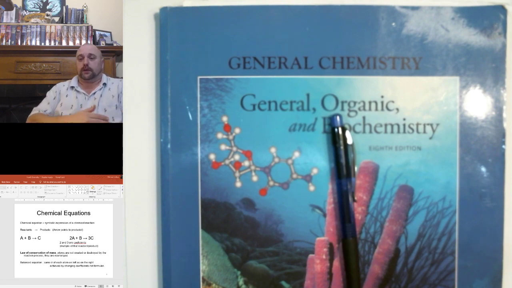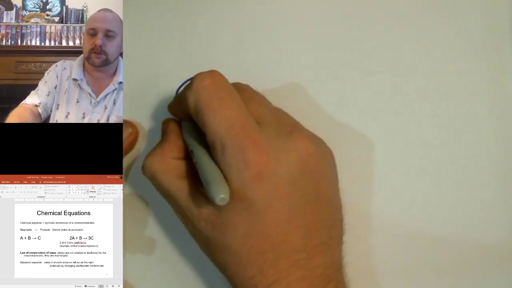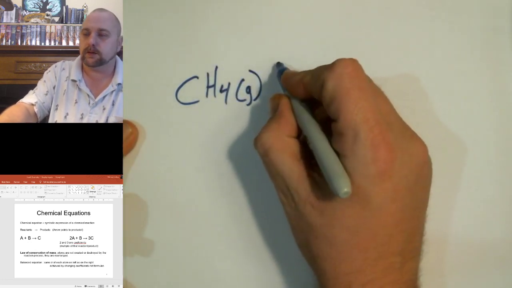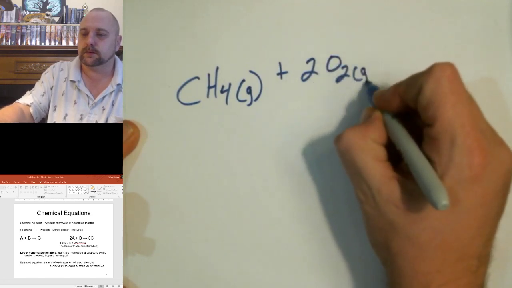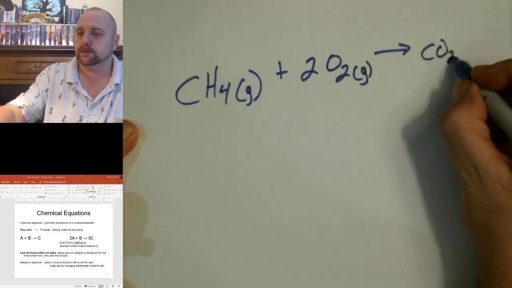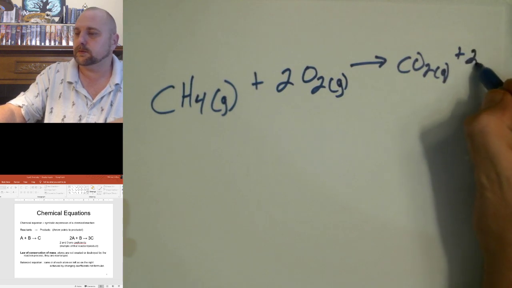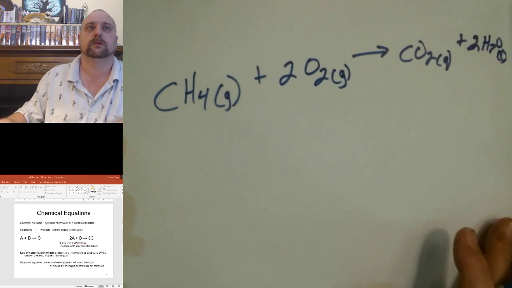And so let's start by getting an idea of a chemical equation, what the parts are to it, what it's trying to tell us. So let's start with a nice easy one. CH4 (g) plus 2 O2 (g) goes to CO2 (g) plus 2 H2O (l).